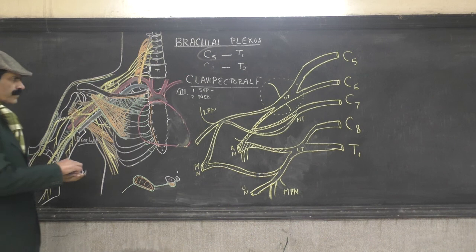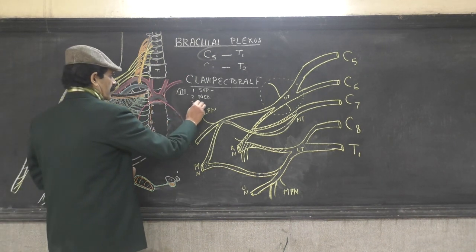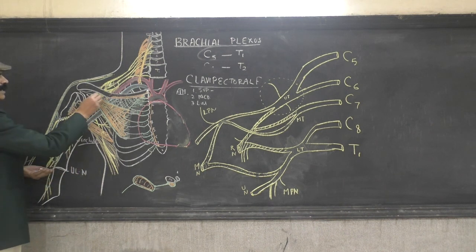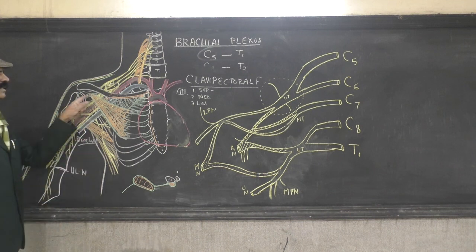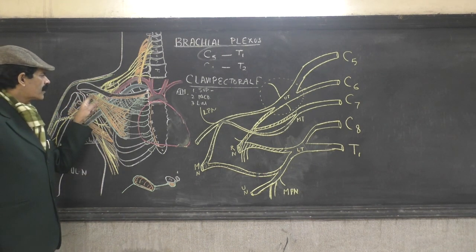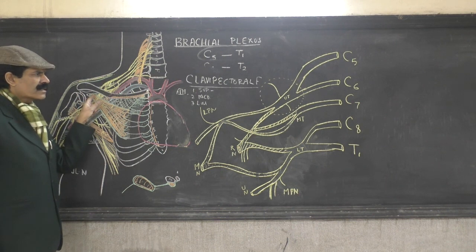Laterally, if we trace it laterally, we see that it is attached to the coracoid process. As the coracoid process is the insertion of the pectoralis minor, it is attached to the coracoid process laterally.